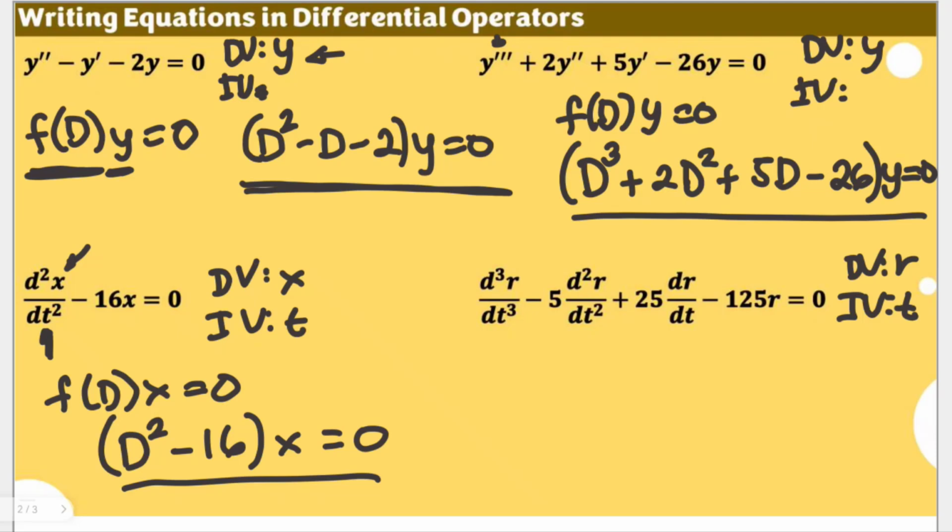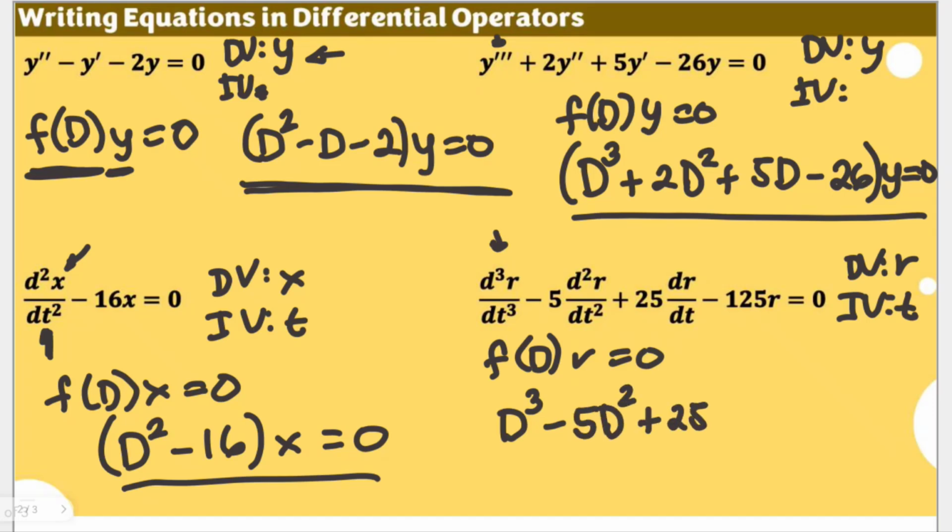Finally, for our fourth, take note it's a third order derivative and the dependent variable is r. So you will have f of D, r equal to 0. You will have the third order derivative of r with respect to t, minus 5 times the second order derivative, plus 25 times the first order derivative, minus 125. All of them have r, because, as mentioned earlier, this is what we substitute for our D. So we still have r, each equal to 0.